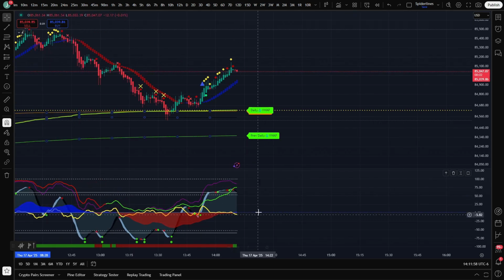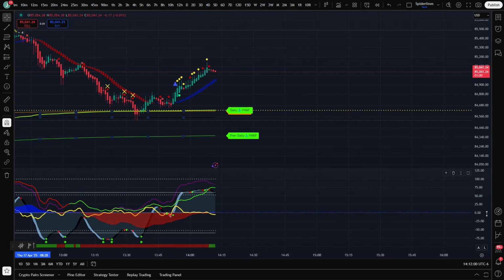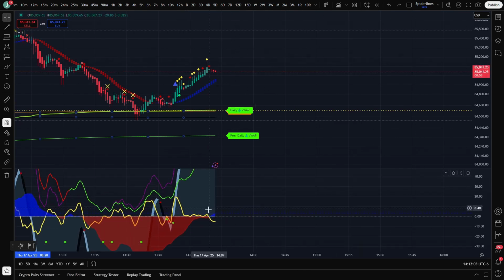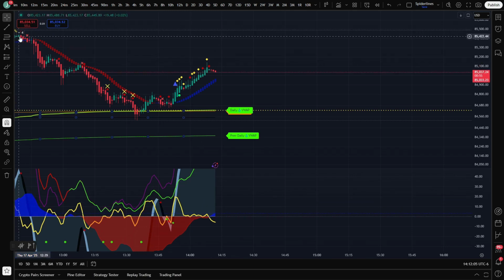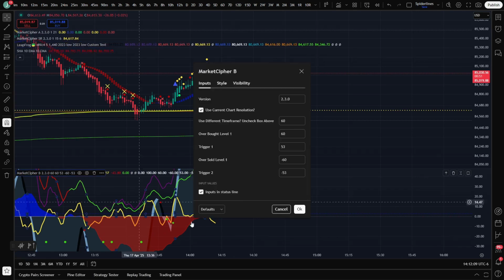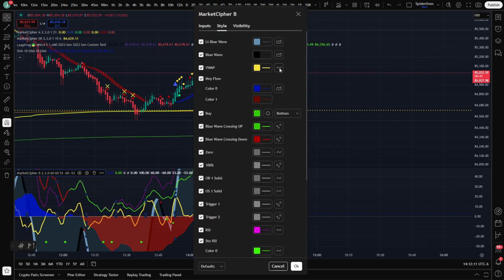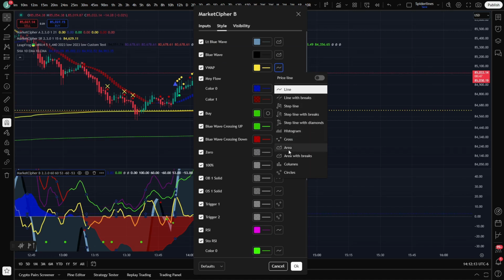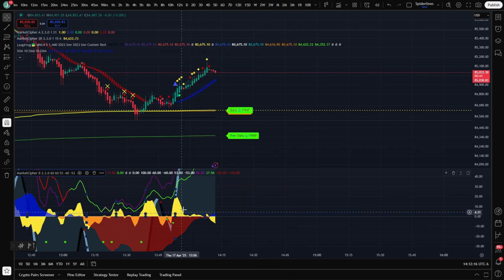Okay, so the curves are one of the most important things, and one of the quickest ways to read these curves. Now, when you get marketcipher, this is a wave. I have changed mine to a line because I feel like it is easier for me to read, but you can change it either way. But you want the curves. You want to see which way that VWAP's curving, because that's going to give you the general direction of the price.